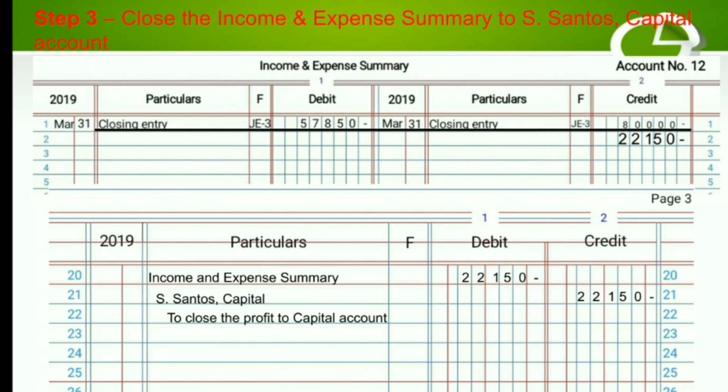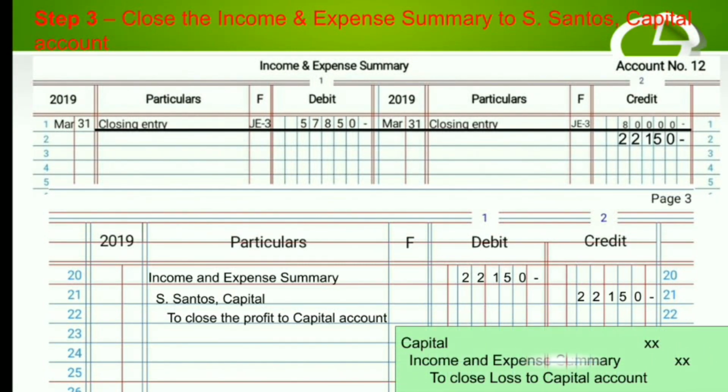This is to close the profit to capital account. So in this journal entry or in this closing entry, the capital account of S. Santos is increased by 22,150 pesos. In case of a loss, the amount of loss is closed using this closing entry: debit to capital and credit to income and expense summary. So the capital is being debited. It's because a loss is a deduction from the capital. And take note that the normal balance or the increased side of capital is in the credit. So in order to reduce or to deduct the capital balance, we need to debit it.